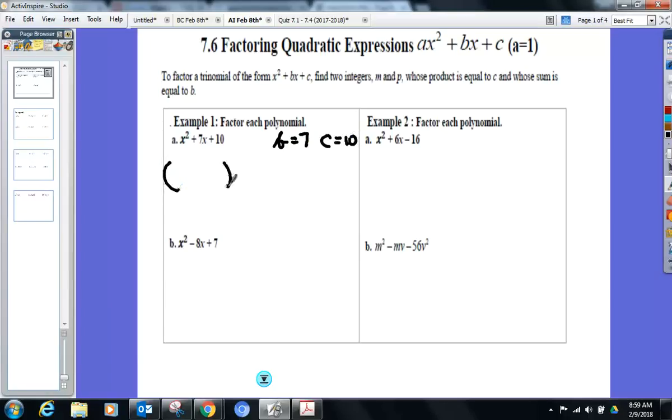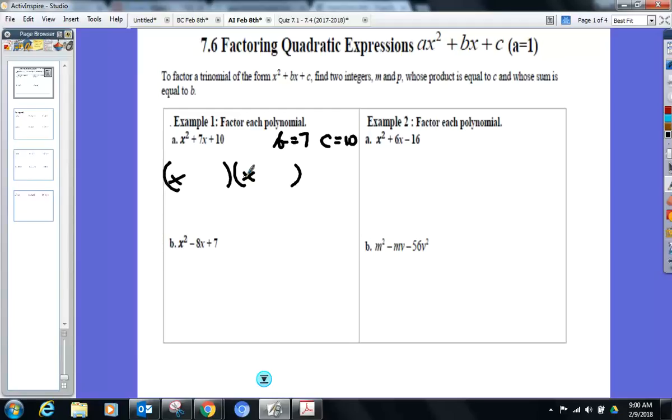So when I factor it, it's still going to be 2 parentheses, 2 binomials. I'm always going to start out with x and x because I need to multiply to what? X squared. Okay, everyone ready to play a little game we're going to play all day today? You need to find 2 numbers that multiply to the c value and at the same time add to your b value.